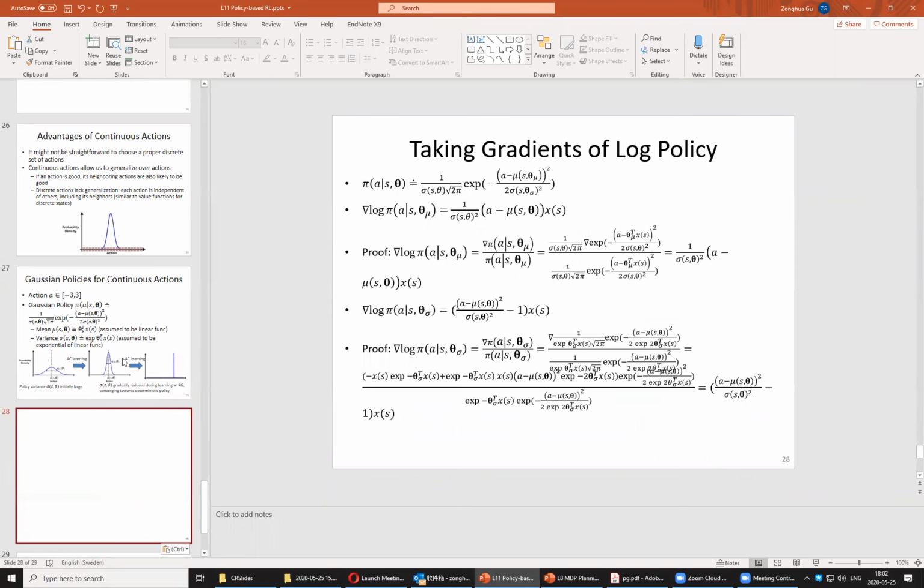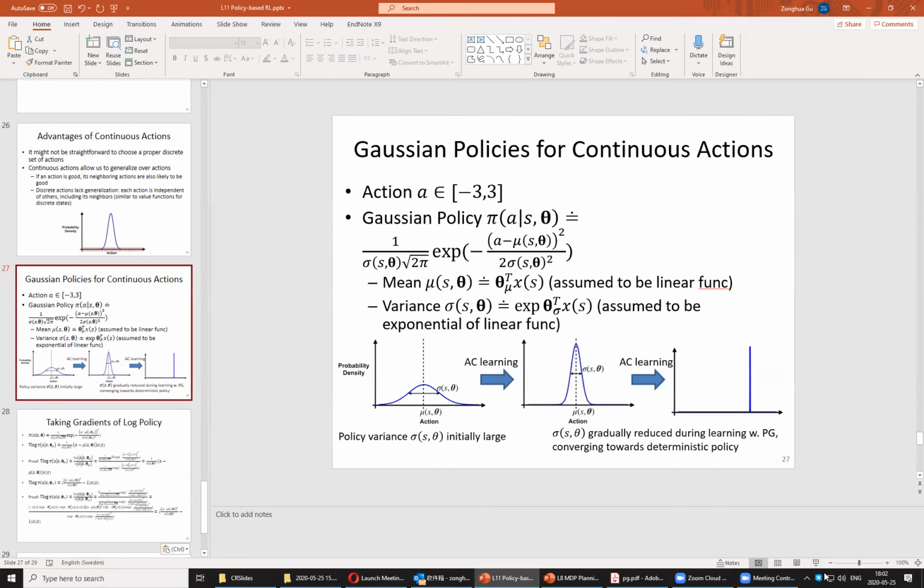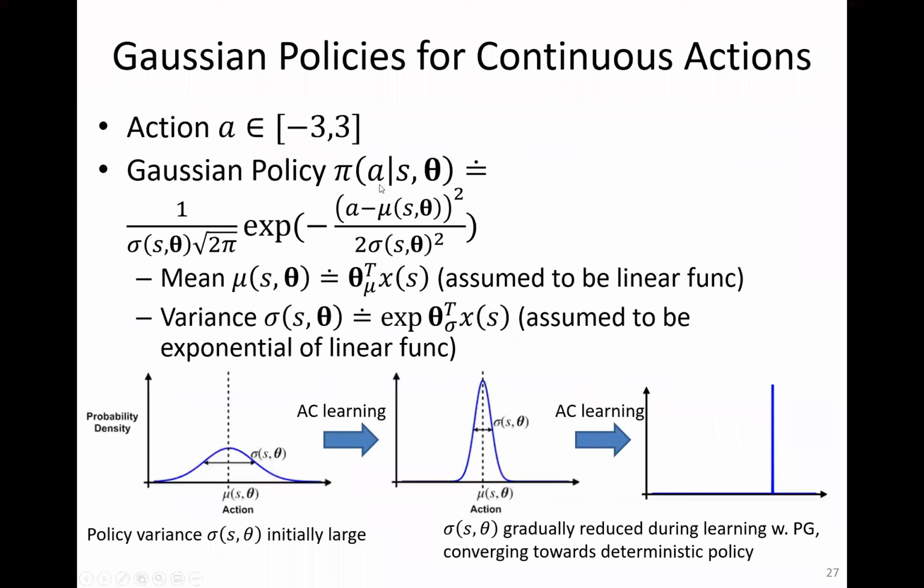So this is the process of taking the gradient for this Gaussian policy, where the parameter theta appears both in the mean and in the variance. So this is in the textbook also.